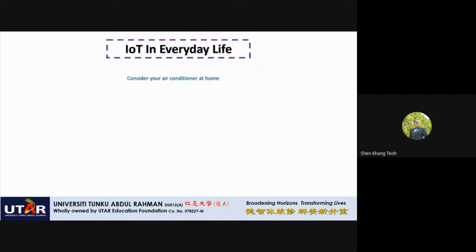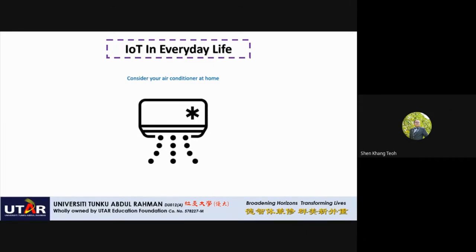Okay, so moving on, let's look at the applications of IoT in everyday life. Consider a home appliance such as your aircon. What we always do is we go home, we turn on the aircon and wait for it to reach a temperature that we like. So does anyone see a problem here? Okay, everybody, again, we have an aircon, then when we go home, we turn on the aircon and wait for it to reach a temperature we like. Anyone see a problem here?